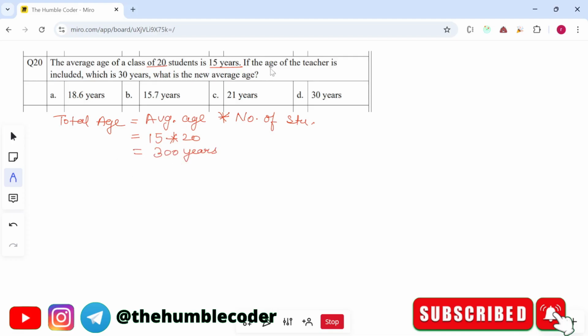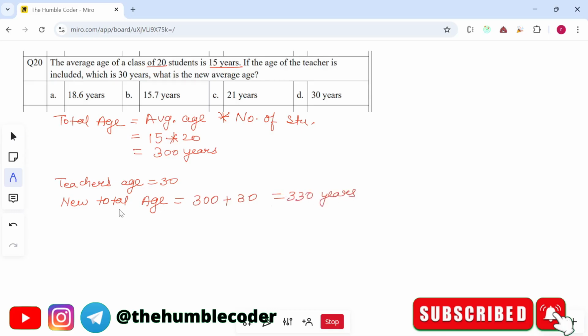One more thing that is given to us is that the age of the teacher is included, which is 30 years. So the teacher's age is 30. So the new total age that we will have is what? Our previous total age was 300 years, and in that we will add the age of the teacher, which is 30. So our new total age is 330.